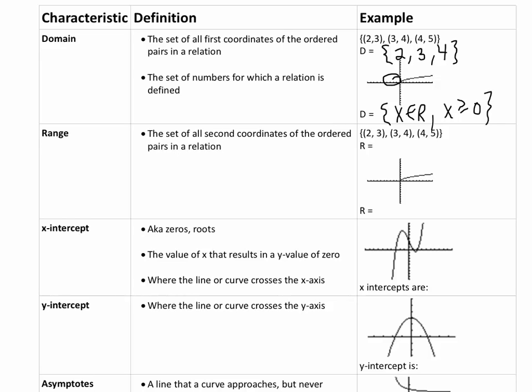below 0. The range is the set of all second coordinates of the ordered pair in a relationship. So these are all the y values that the function can take on. Looking at the first example again, this would be 3, 4, and 5. Or the range for our function here would be y is an element of all real numbers, where y has to be greater than or equal to 0. Because y is not taking on any of these negative values.